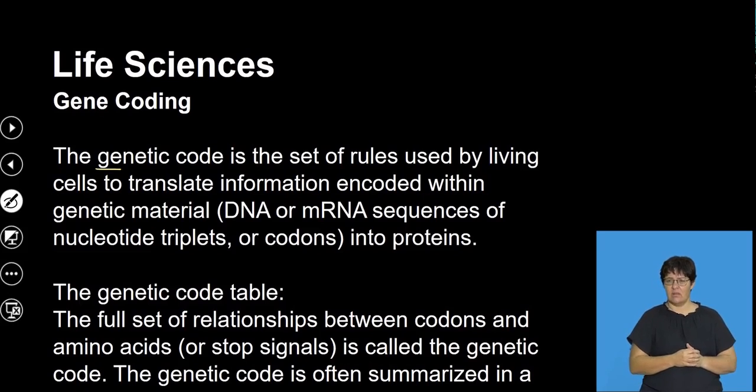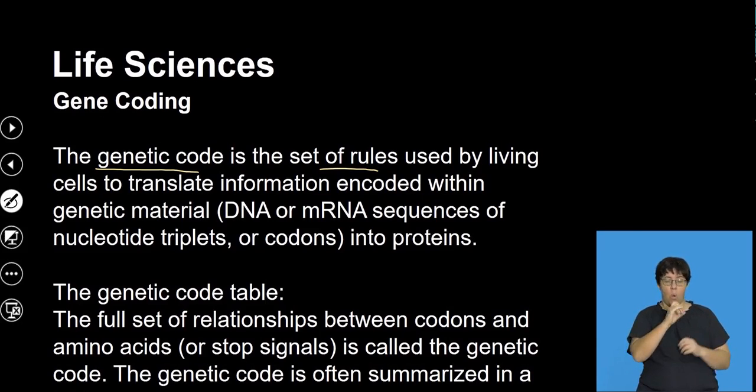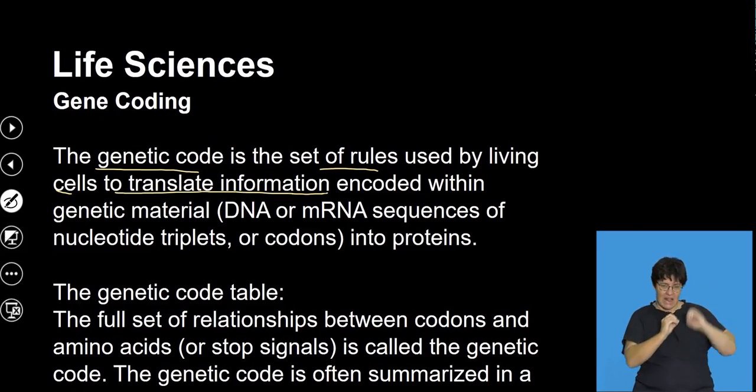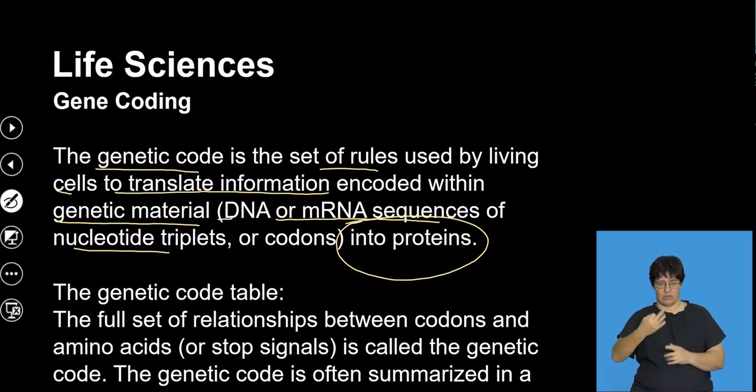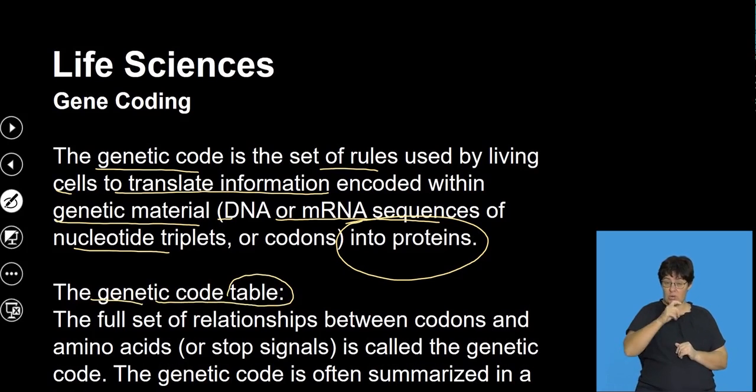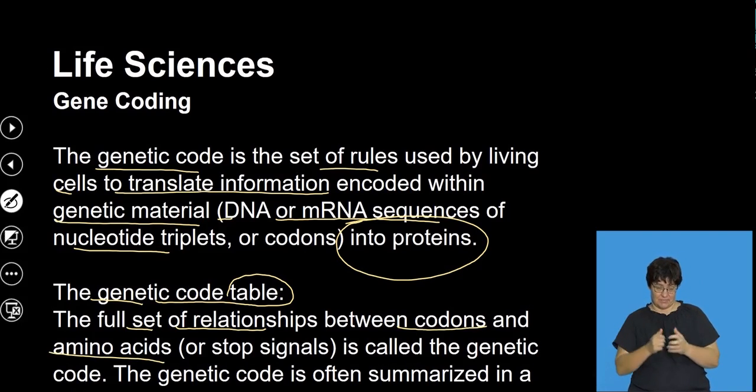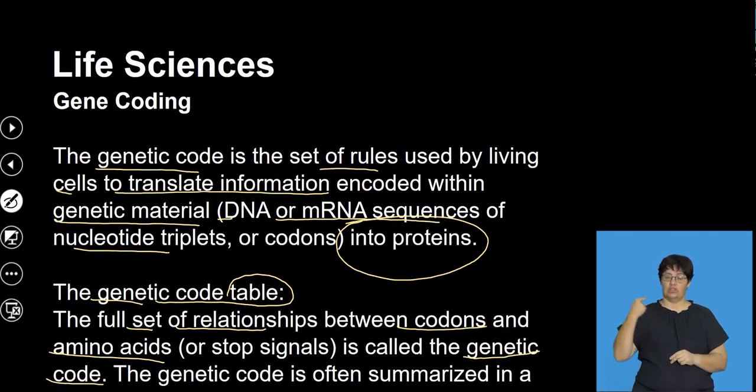Right, so the genetic code of an organism is a set of rules used by cells to translate information which is encoded in genetic material, which is DNA or mRNA sequences, which are made up of triplets, and that is making proteins. What is important is that in genetic coding, we refer to a genetic coding table. This points to a full set of relationships between codons, which are found on the mRNA, and amino acids. And this is called the universal genetic code.